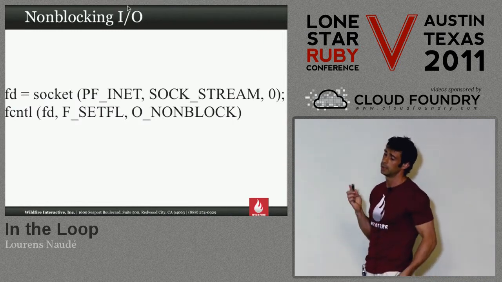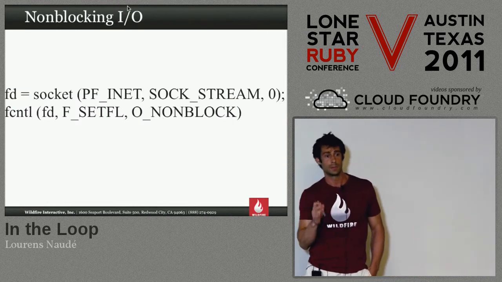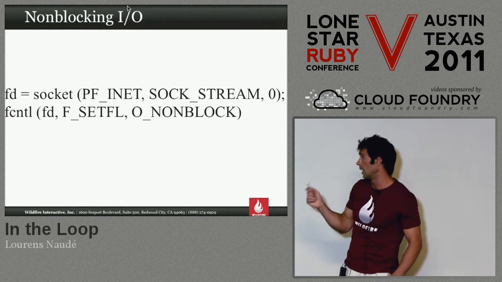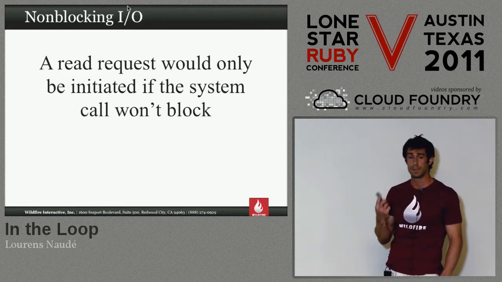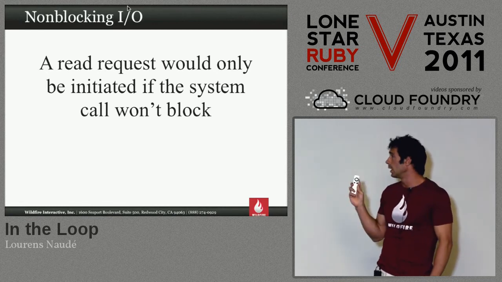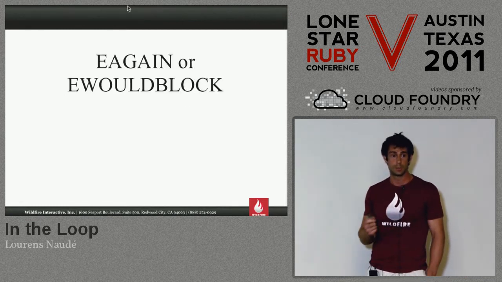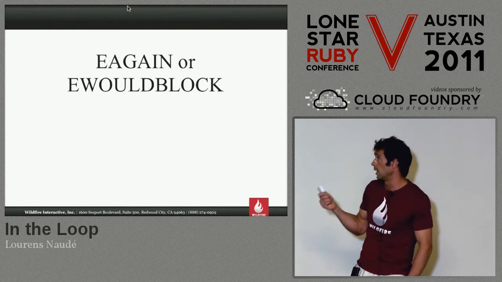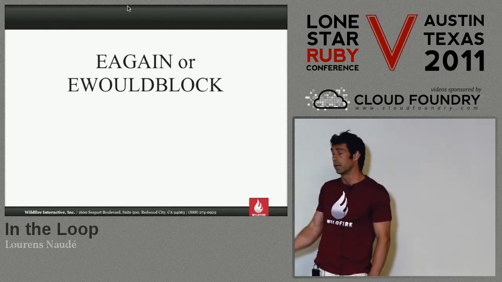Non-blocking I/O, on the other hand, allows us to change the behavior of file descriptors by setting a flag on the socket, the non-block flag. What happens here is that the read request would only be initiated if the system call won't block. Otherwise, we'd raise an error condition, EAGAIN or EWOULDBLOCK, depending on the system you're on.